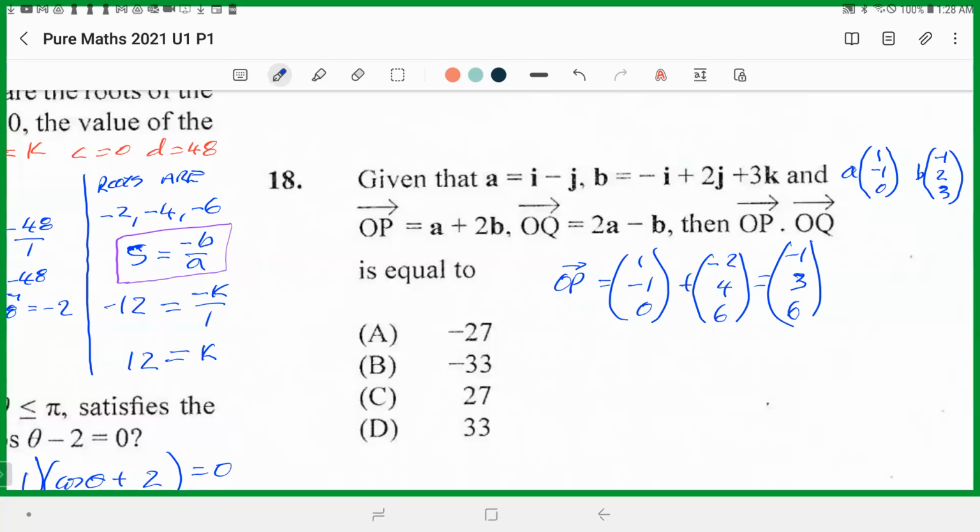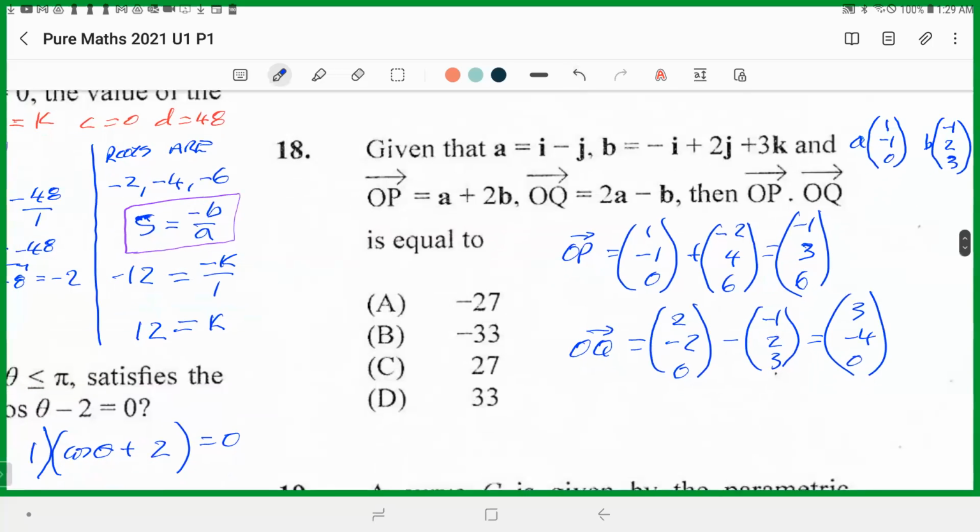That is OP. And I need OQ now. OQ is 2 times the first one minus the second one. So 2 times the first one becomes 2, minus 2, 0. Then we're subtracting the second one, which is minus 1, 2, 3. This minus is a plus. So 2 and 1 is 3. Minus 2 and minus 2 is negative 4. And 0 minus 3 is 0.